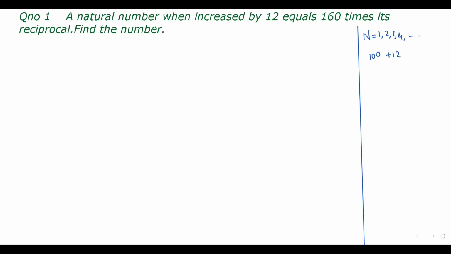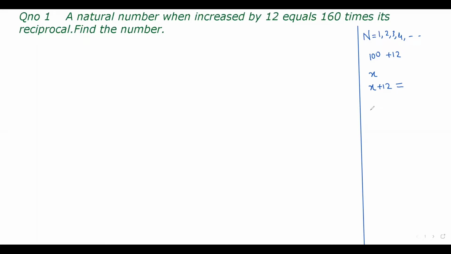So अगर find the number, हमें वो पता है number कौन सा है. So if we take that number to be x, and when we increase it by 12, it will be x plus 12, okay? And they are saying equals to. Equals to means we know equal sign. Equals to 160 times its reciprocal.